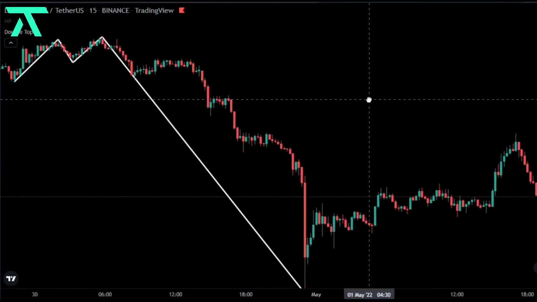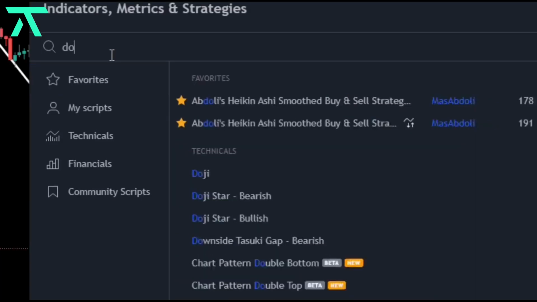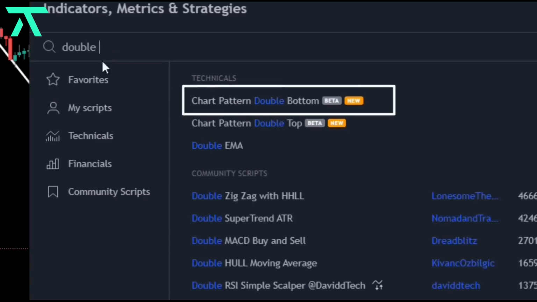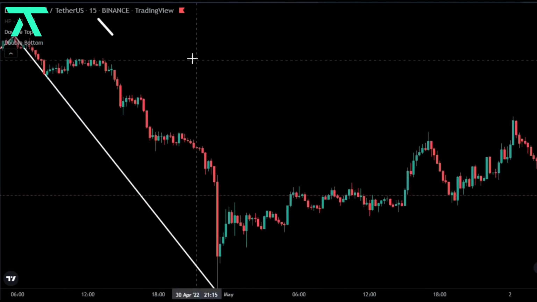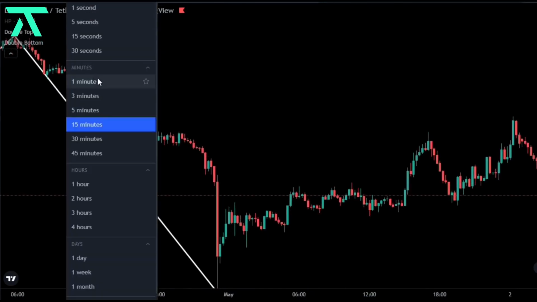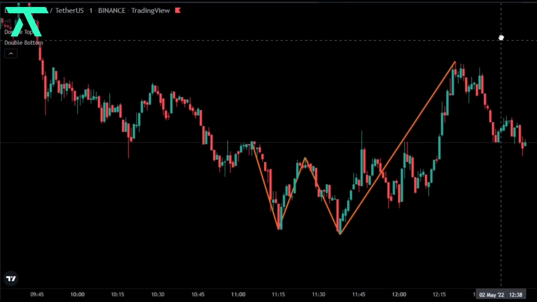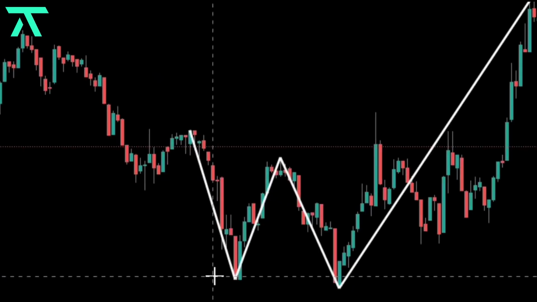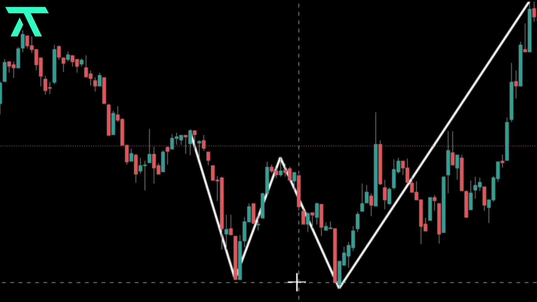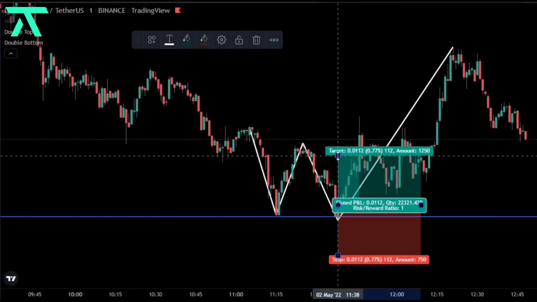Well, let's move on to the next indicator, which is the opposite of this indicator. Here I search for the double bottom indicator. Add this double bottom indicator to the chart. There is no double bottom pattern in the 15-minute time frame. I change the time frame to 1 minute. You can see the double bottom pattern is formed in the 1 minute time frame. I draw a horizontal line at the bottom of the chart, and when the second bottom of the chart is formed, I enter the buy position.